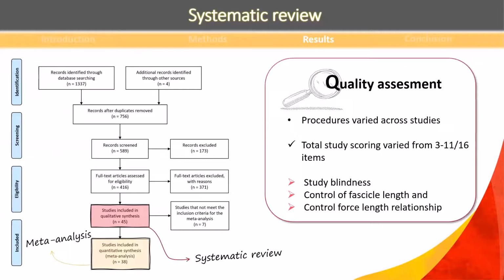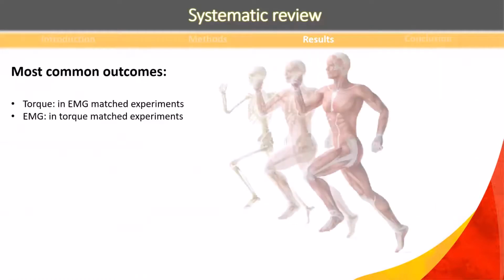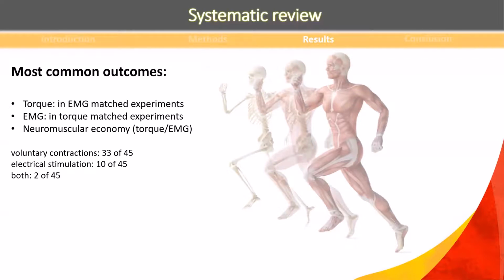The quality assessment showed that procedures varied across studies. Total study scoring varied from 3 to 11 out of 16 items that were evaluated. Study blindness and control of fascicle length and the region of the force-length relationship were the items that most often were not accounted for in the literature. Most common outcomes were torque and EMG, and some studies also looked into neuromuscular economy. The majority of studies, 33 out of 45, reported residual torque enhancement in voluntary contractions.